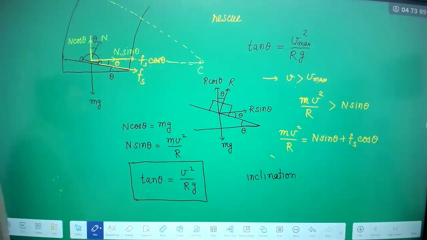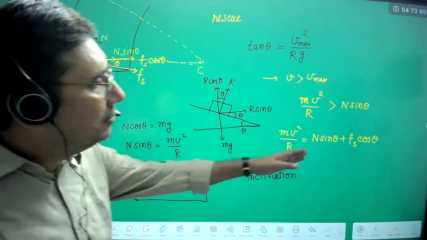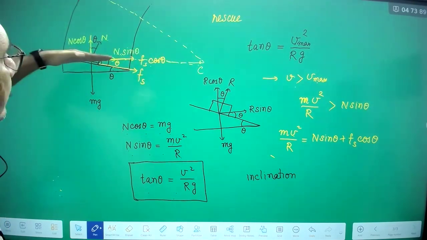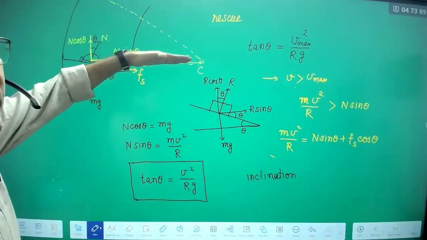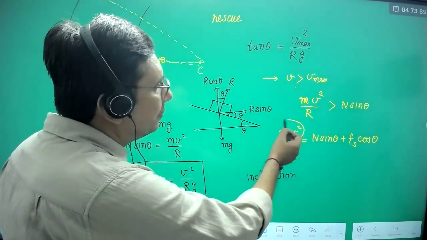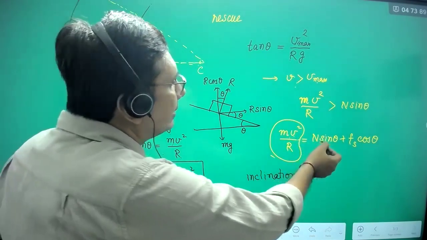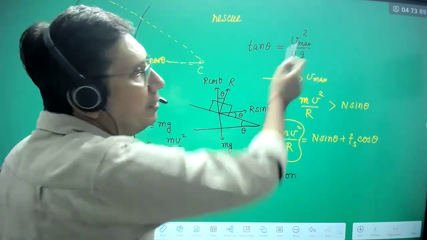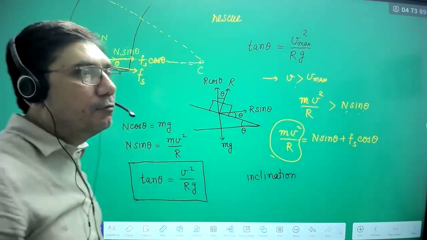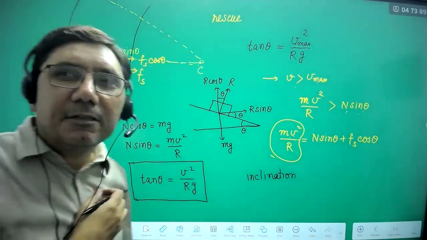Write this equation. Yes, basically here in this direction centripetal force is required. This much amount of centripetal force is required. But this N sin theta can provide only corresponding to V max. So it is not sufficient. This is less as compared to this because V is greater than V max.